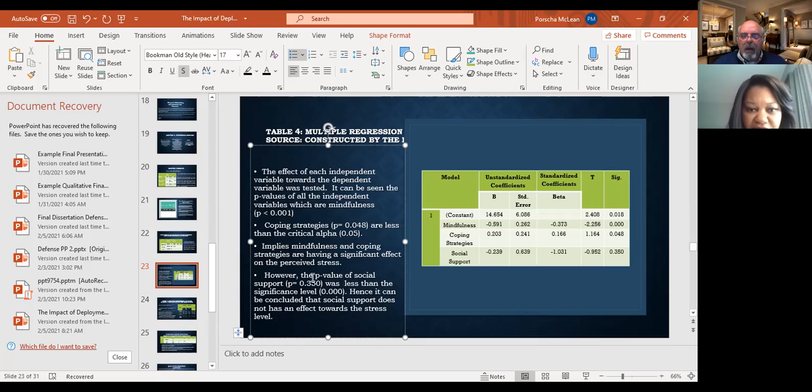Should I use a symbol for that too? You can just write it out. Okay, it was greater than the critical alpha. And then, yeah, get rid of that. And then put 0.05 inside your parentheses.